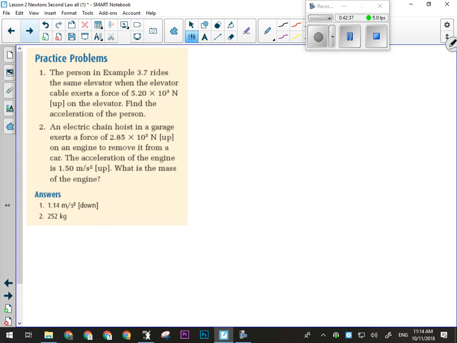Okay, so same person in this as in the example rides in the same elevator. Remember that the elevator and the person together had a mass of 600 kilograms, right? So we'll need that. Now the cable elevator exerts only 5,200 newtons worth of force. Find the acceleration of the person, right? Then we'll talk about number 2, because number 2 is a little bit different than this first one. Maybe we won't get to 2, we'll see.